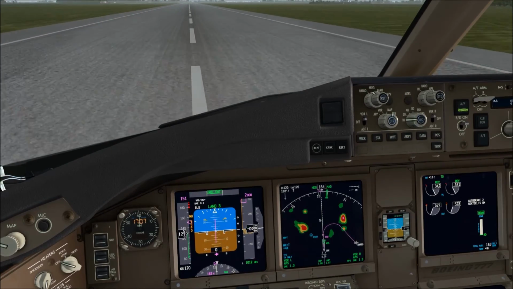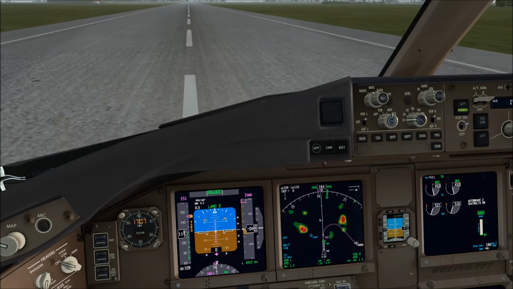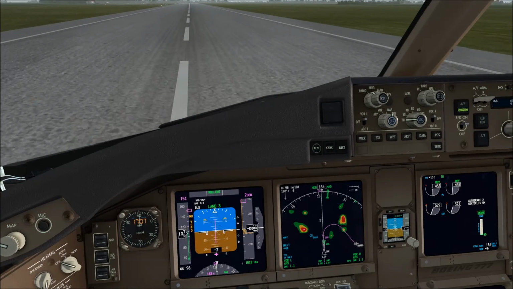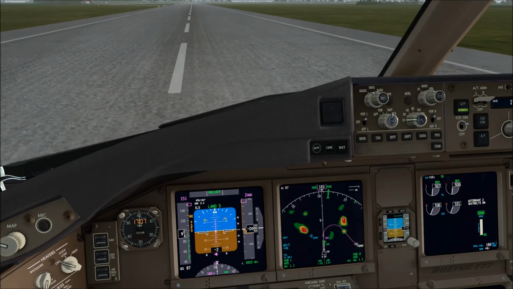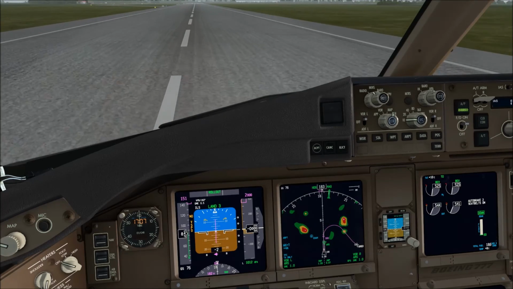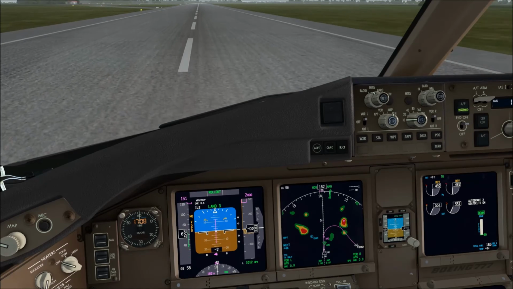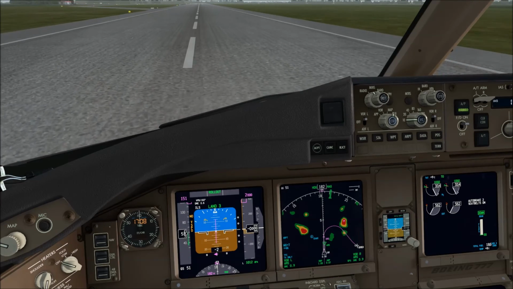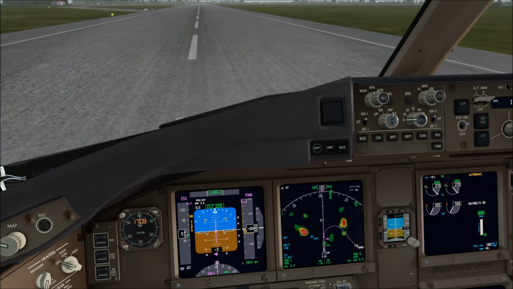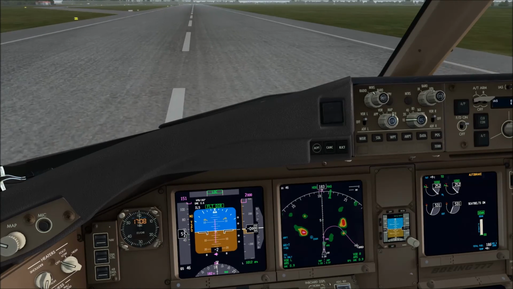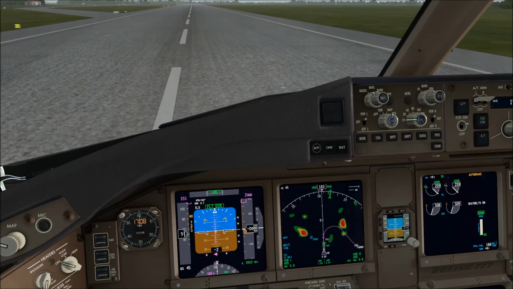track the localizer to keep the runway center line. We can use the reversers as normal. Auto brake is working normally as well. And at 60 knots, stow the reversers, disarm the auto brake and disengage the autopilot. We are now in charge of the aircraft.